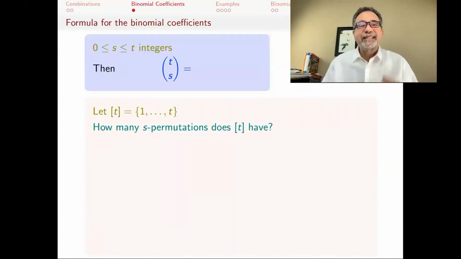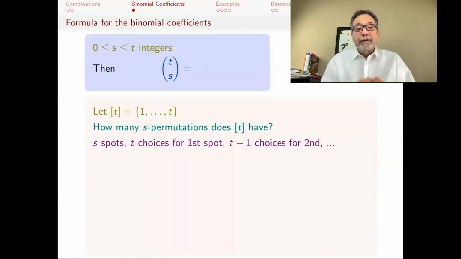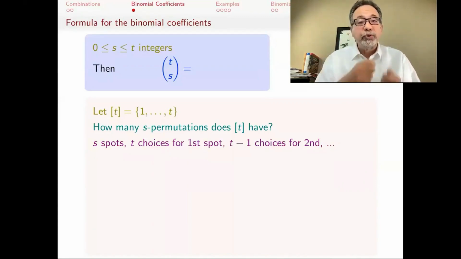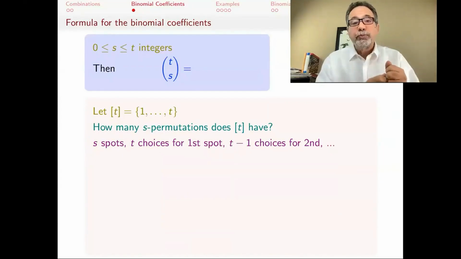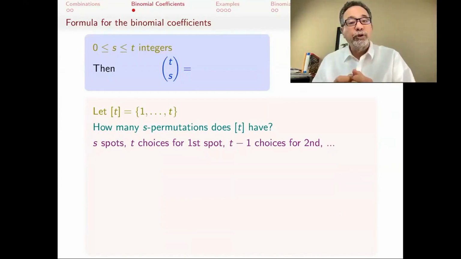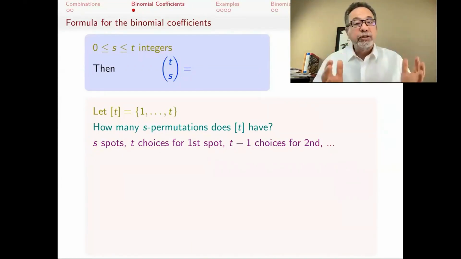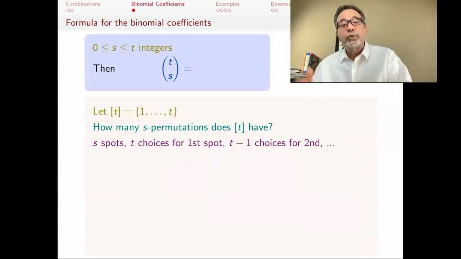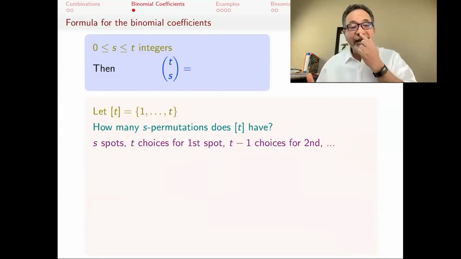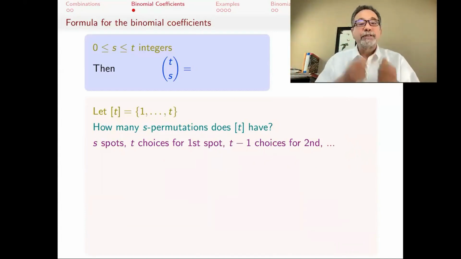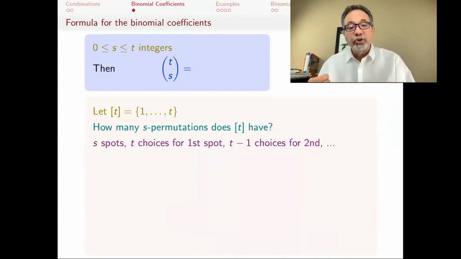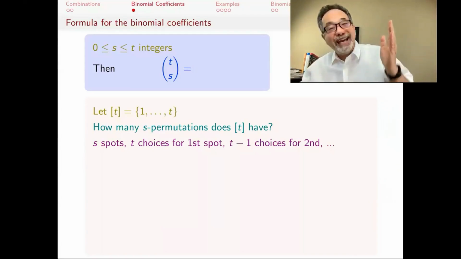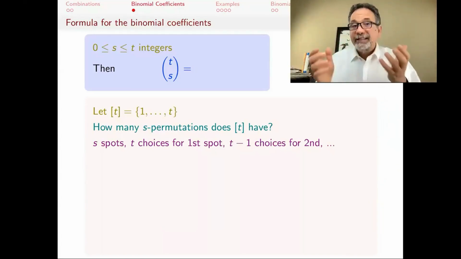If you have S slots that you are going to put elements of bracket T in, for the first slot, you have T choices. You can put any of 1 through T in that first slot. Regardless of what you put in the first slot, you have T minus 1 choices for the second slot. Regardless of your choices for the first and second slot, you have T minus 2 choices for the next one, and so forth. And so the answer is going to be T times T minus 1 times T minus 2, and so on, so that you have S terms because you have S spots.